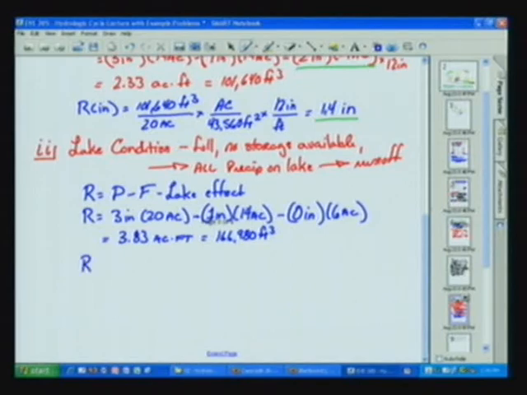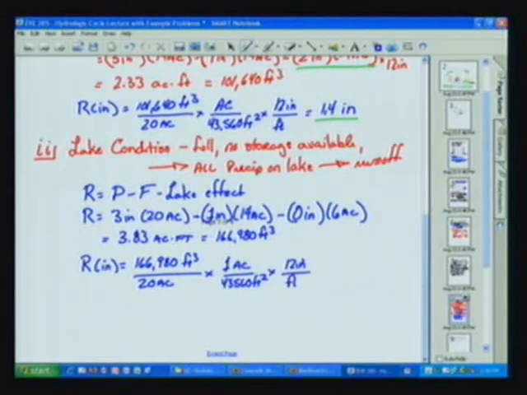So our runoff in inches is going to be 166,980 cubic feet divided by the 20 acres, multiply by the 43,560, put that in the wrong spot, the acre for every 43,560 square feet, and 12 inches in every single foot, which gives us 2.3 inches of runoff.